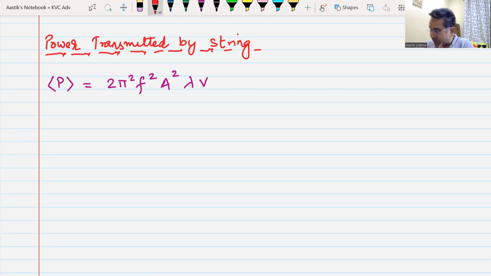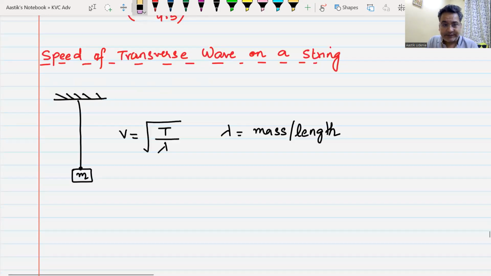Now, can you tell me the meaning of the terms that are coming here? Sir, f is frequency, a is amplitude, lambda is wavelength, v is velocity of wave. Wavelength, sir. No. Let me change this. To change this, I will have to go back. Mistake. So I will change it here.